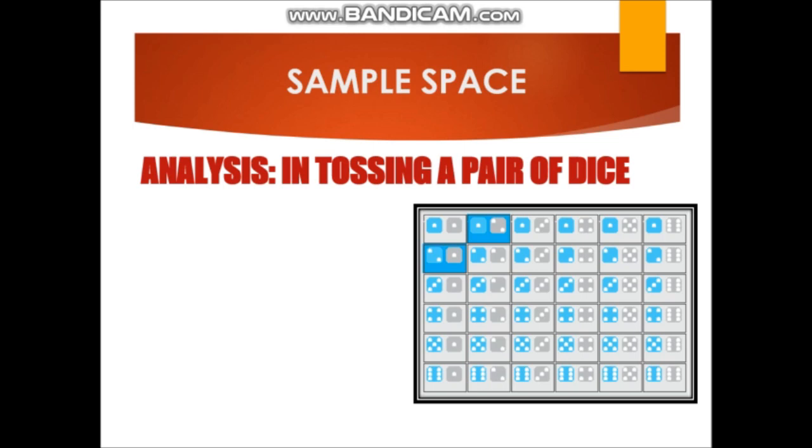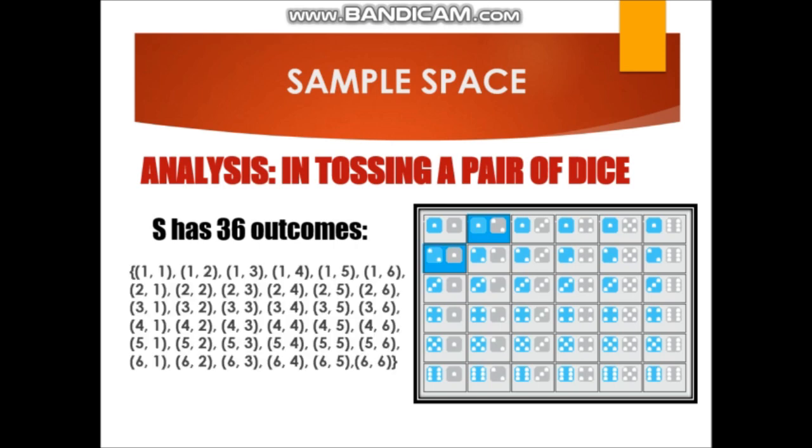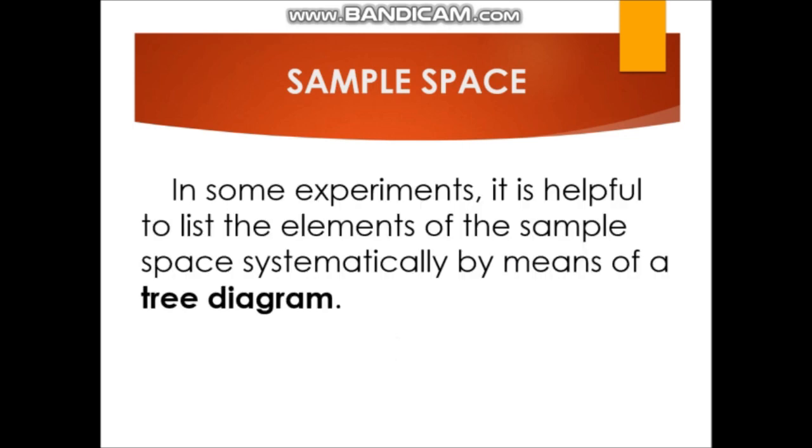So, to say, the 36 outcomes that we can get in tossing a pair of dice are 1,1; 1,2; 1,3; 1,4; 1,5; 1,6, up to 6,1; 6,2; 6,3; 6,4; 6,5; and 6,6. But in getting the total number of possible outcomes, or a sample space, we have a different way for us to get its value, by using the tree diagram.